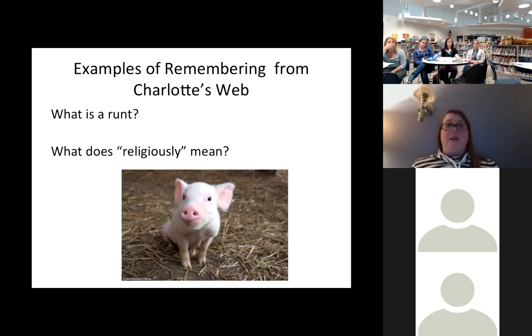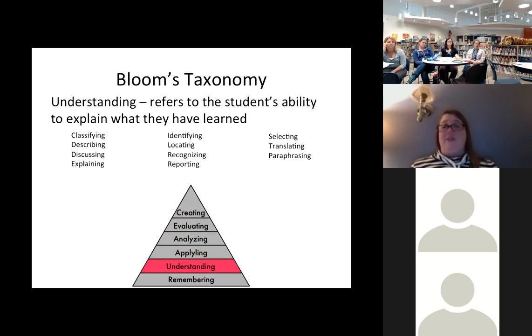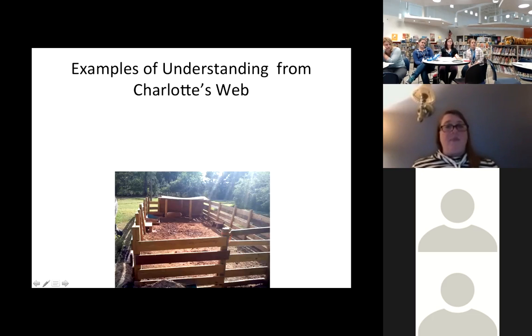Okay. So let's move on to the next level, which is understanding. And that refers to the student's ability to talk about or explain what they've learned. So that might be something like paraphrasing, or describing. That's what we've been talking about all afternoon, is describing this concept or paraphrasing this concept.